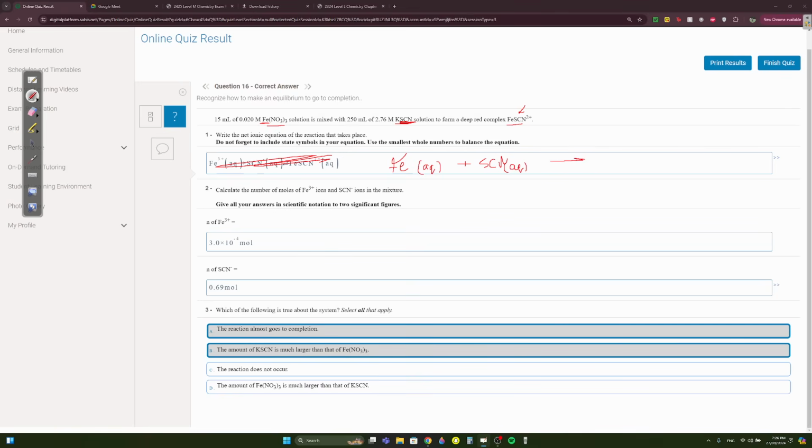aqueous, double arrow, because this is an equilibrium. Double arrow, what do you get? FeSCN 2 plus. It's an ion, so you put aqueous. But Walid, you're missing the charges. Okay, Habib, I know. I'm leaving it till the end.